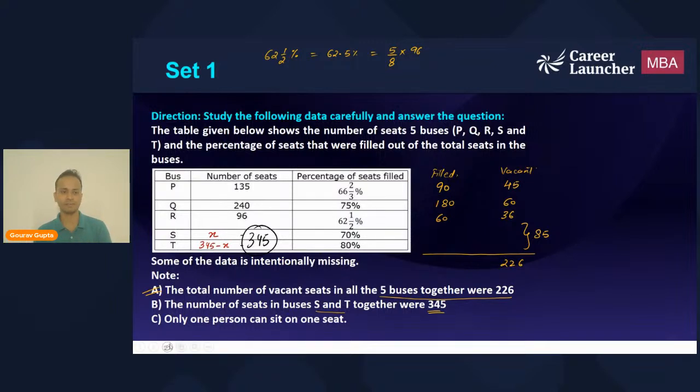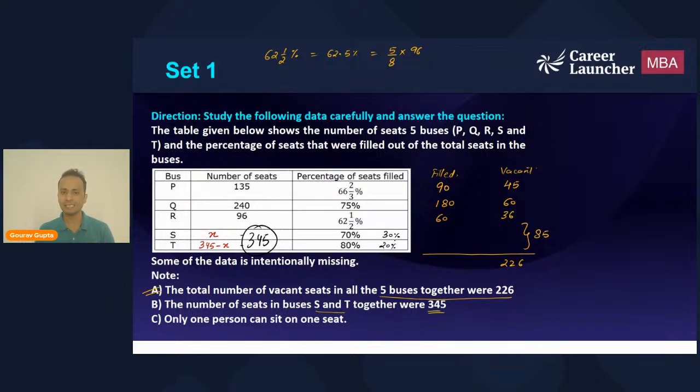Okay, this is the first step. Now, secondly, look at the number of seats which are filled. If 70% of the seats are filled, then I can say that 30% will be vacant. Similarly, if 80% of the seats are filled, then 20% of the seats will be vacant in these 2 buses.